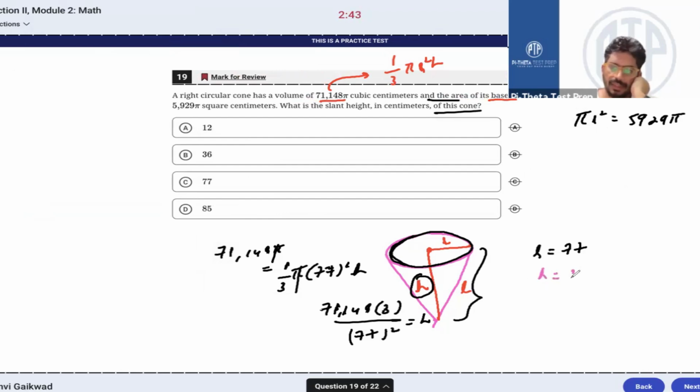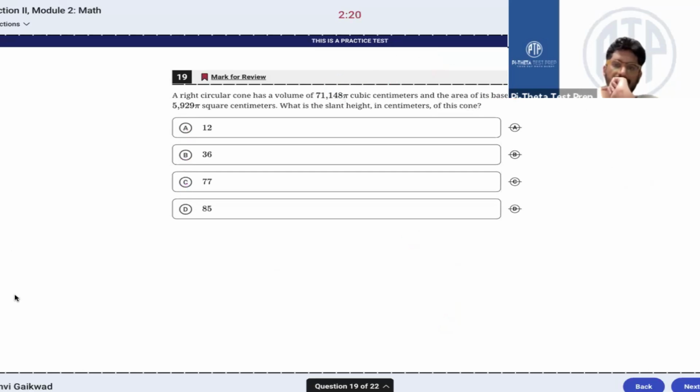My height is 36. Now you know this is 90 degrees, and we can use the Pythagoras theorem to find the length, that is the slant height. That is nothing but 77 square plus 36 square. Now everyone knows 70 is less than 77, so eventually A, B and C will not come. Logically the answer will be 85 only. Still you can check on the calculator, and you will eventually get 85 as the answer.